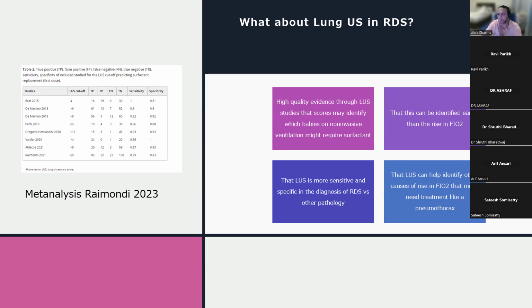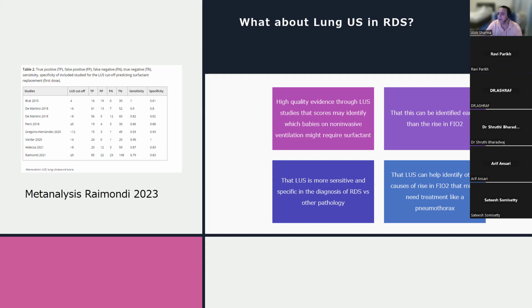It is a very specific marker, if it's visible in the subpleural region, for differentiating respiratory distress syndrome from transient tachypnea and other conditions, for diagnosing a pneumothorax if the baby is surfactant deficient, and for diagnosing comorbid conditions, such as pneumonia if you have a fractal sign or dynamic air bronchograms.